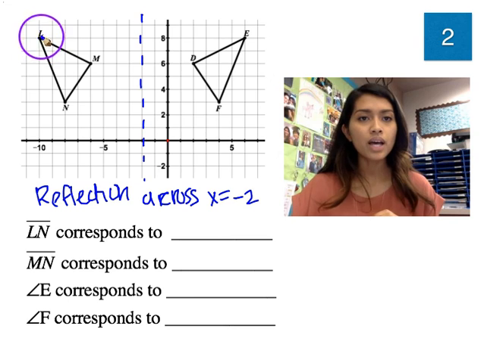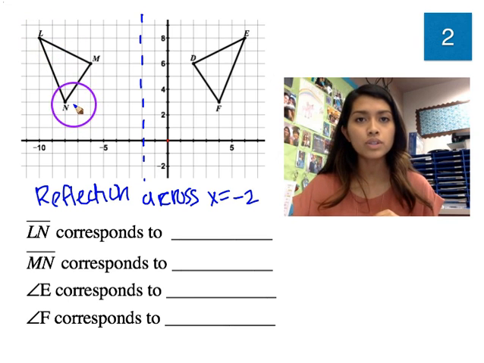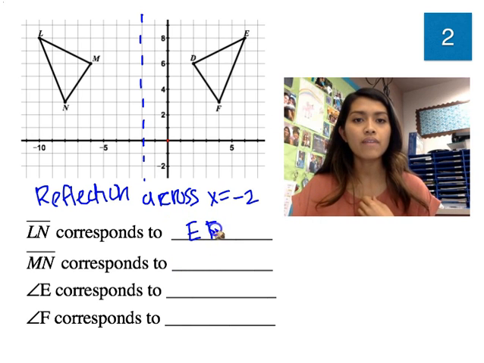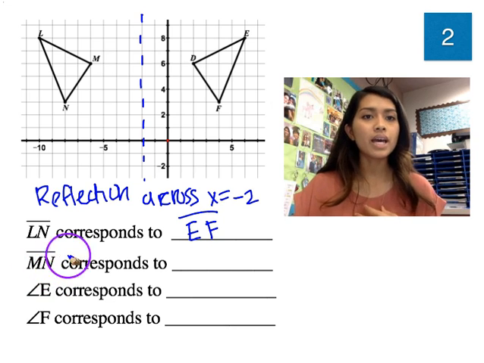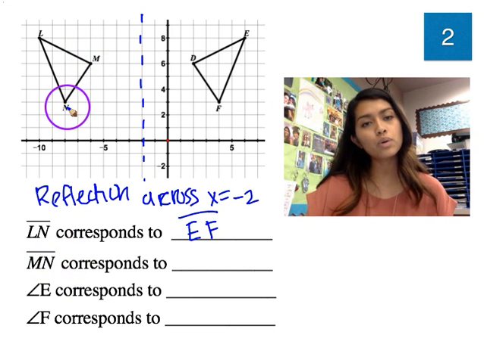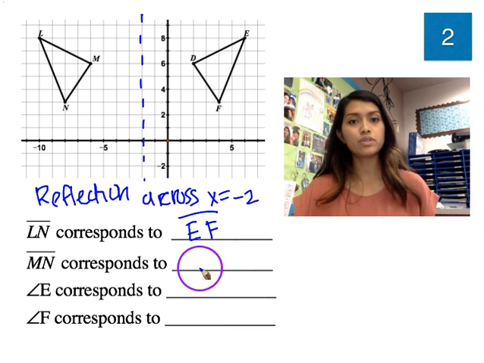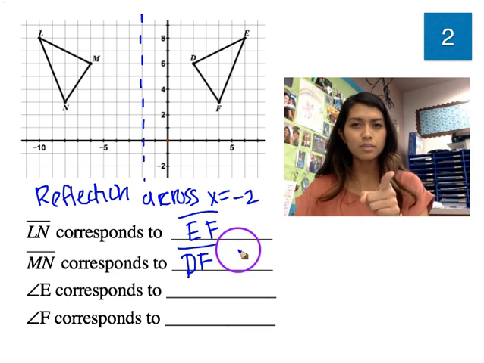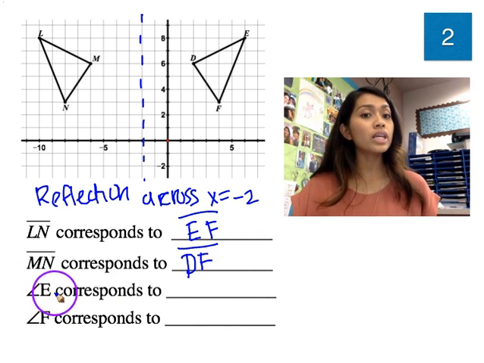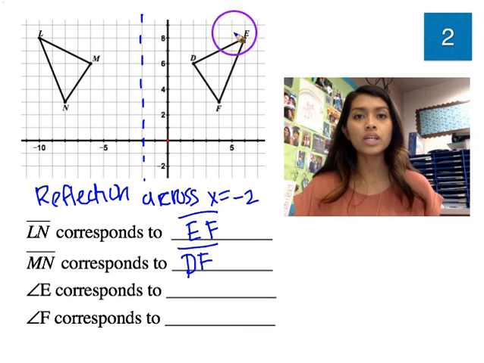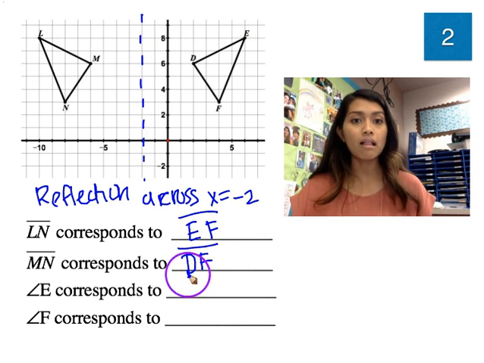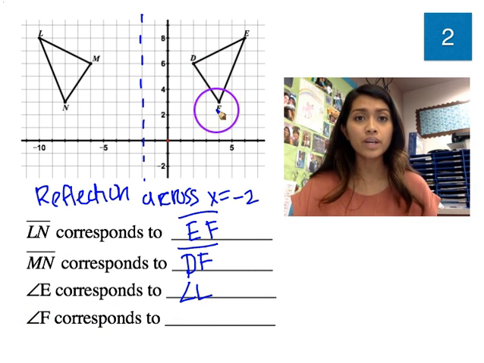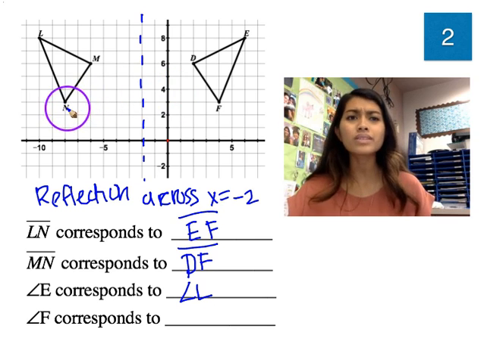LN, right here, is going to correspond to EF. Okay, so I'm going to write that down. EF. Got that. Let's see. MN is going to correspond to DF. So I'll write that down. Segment DF. So I want to hear you say segment. Let's see. Angle E is going to then correspond to angle L. Okay, and last but not least, angle F right here is going to correspond to, well, of course, angle N.